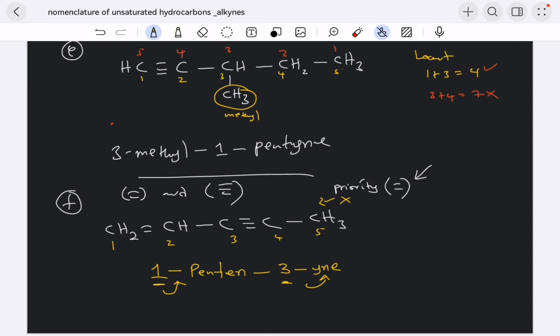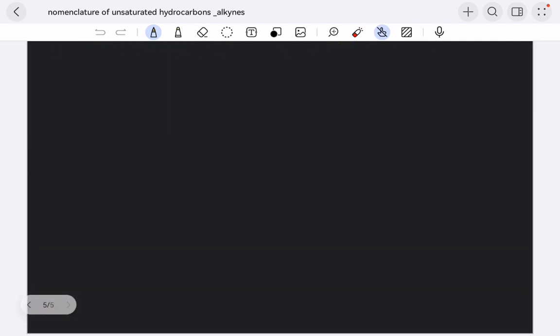So it can get more complex, but the principle is while we have a triple bond and a double bond, we give priority to a double bond. Let's look at G. I want you to pause the video and try out this.